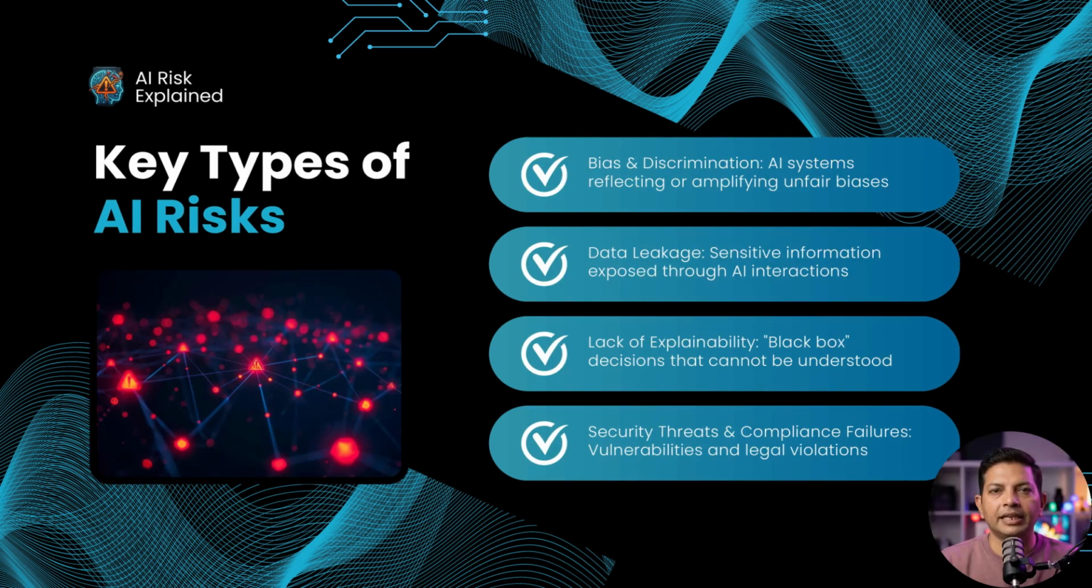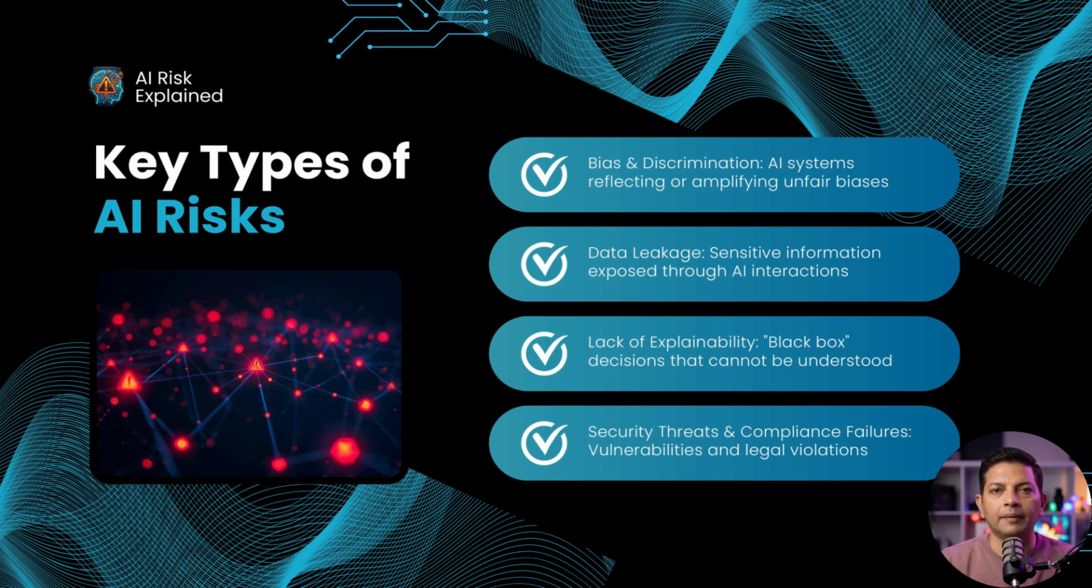There are several key types of AI risks that organizations need to be aware of. The first is bias and discrimination. This happens when AI systems make unfair decisions due to biased training data. Next is data leakage. AI models, especially large language models, can sometimes expose sensitive information if they are not properly designed or controlled. Another important risk is lack of explainability.